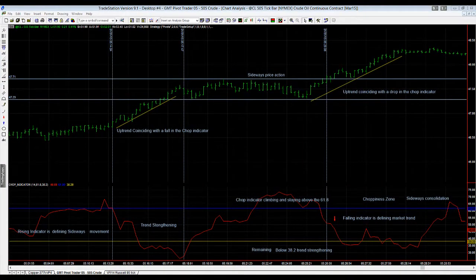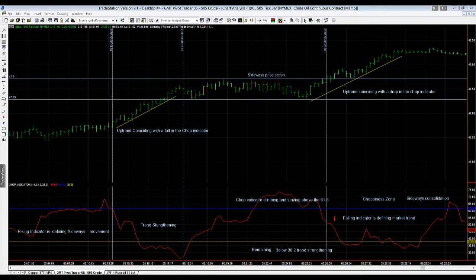Just want to take you through a walkthrough of the chop indicator. We've been through a couple of the earlier videos where we've loaded the indicator up, and we've had a bit of an introduction to the chop indicator. So now we're going to have a look at it on our charts. I've loaded it up on this crude chart, looking at a 505 tick chart, which is one of my favorite charts to trade. We have some information on here that I'm going to take you through.